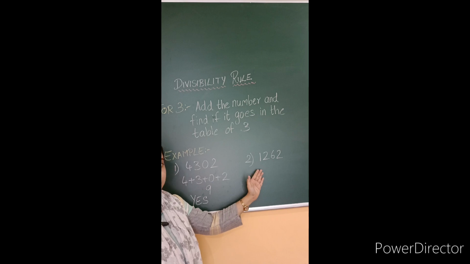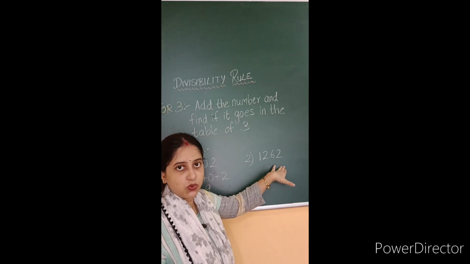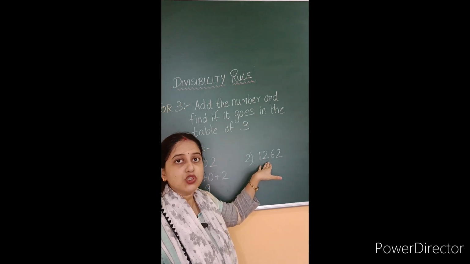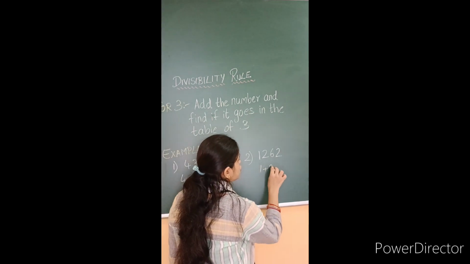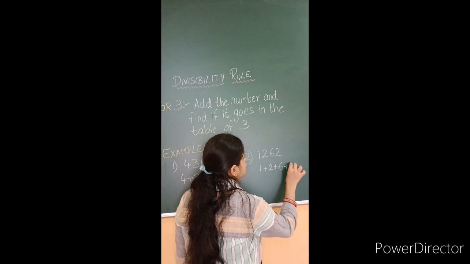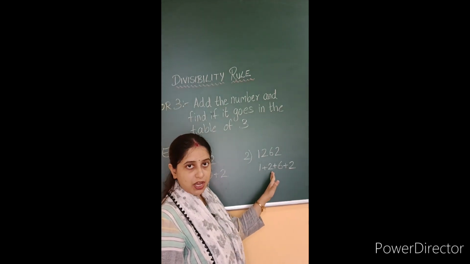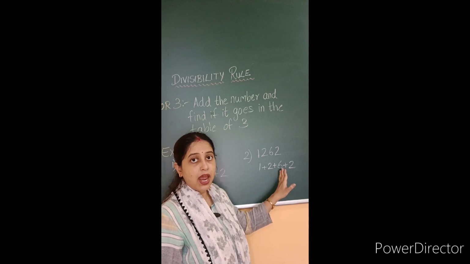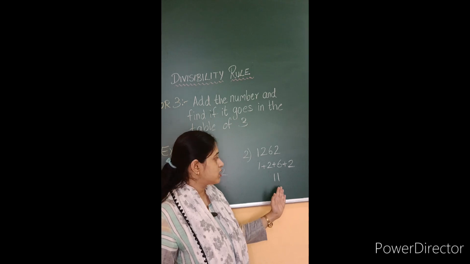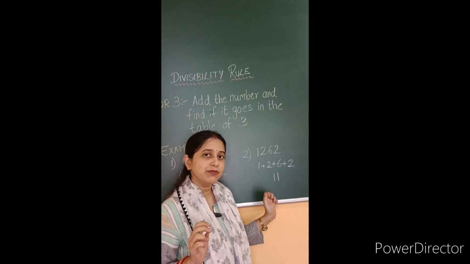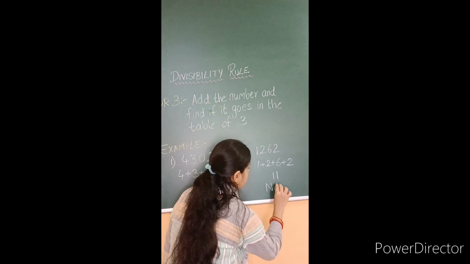Let's move on to another example. The number is 1262. Now let's add the digits: 1 plus 2 plus 6 plus 2. 1 plus 2 is 3, 3 plus 6 is 9, and 9 plus 2 is 11. So the answer we got is 11. Does 11 go in the table of 3? No, it does not. So the answer is no.